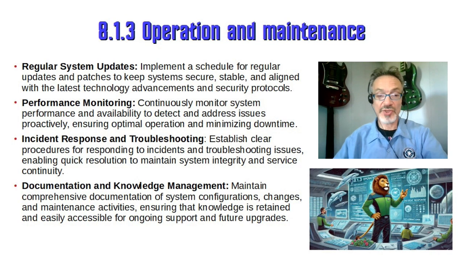8.1.3. Operation and maintenance. Once software has been developed and deployed, the work doesn't stop there. This subtask focuses on keeping systems secure and running smoothly over the entire life cycle. Key activities here will include regular system updates. This means applying patches and updates to address vulnerabilities and keeping systems in line with the latest security protocols. Performance monitoring. Continuous monitoring of system performance and availability helps detect issues early, preventing outages and security incidents. Incident response and troubleshooting. It's essential to have a clear plan for responding to security incidents quickly, minimizing damage, and restoring normal operations.